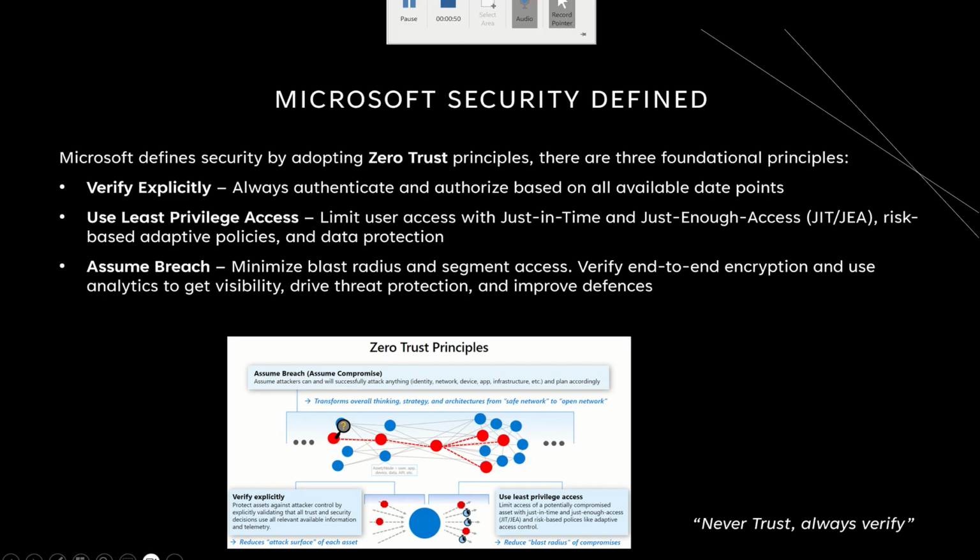So in terms of Microsoft security, it is defined that they're adopting the approach of zero trust principles, and there are three foundational principles which Microsoft adhere to and advertise across their customer base. Okay, it's verify, always authenticate, and authorize based on all available data points. So Microsoft basically don't care who you are. You always need to verify. So that's the process of authenticating and being authorized off the back of that.